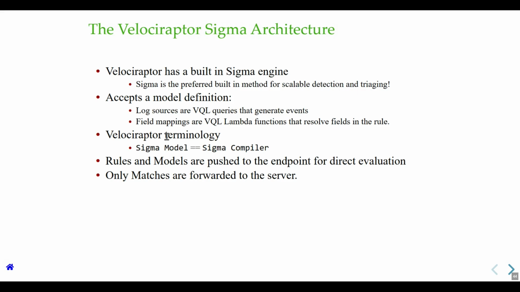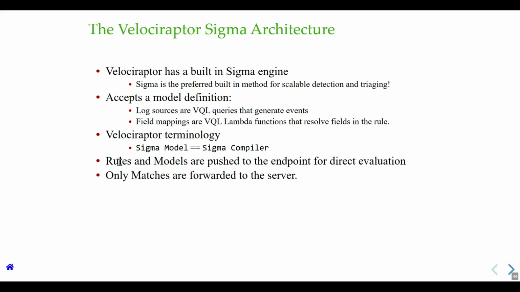So in the Velociraptor terminology, when you hear us talking about the Sigma model, that's similar to the Sigma compiler that people talk about for SIEM systems, right? Because we don't really compile anything, we don't call it a compiler, we call it a model. But it's the same kind of idea. It's basically the environment in which the rule must be interpreted and understood.